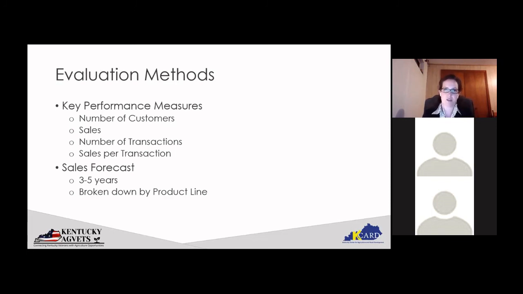This just helps you track what key products are moving. Do you have one product that moves better than others? Is there something that you might be able to introduce, or is there a product that's not selling very well at all and you may need to just not either grow that crop next year or not bring that to the market?